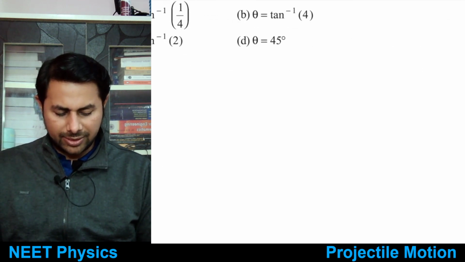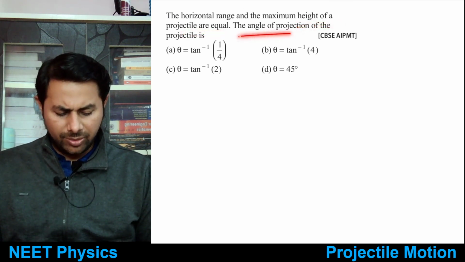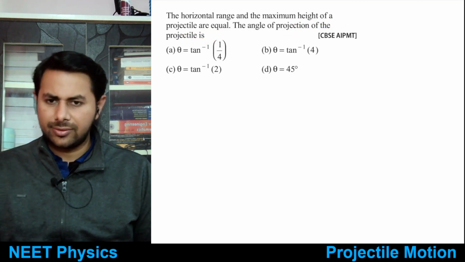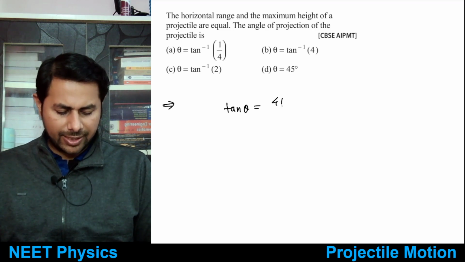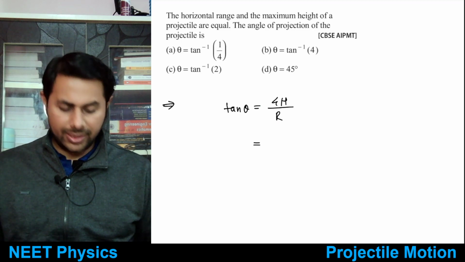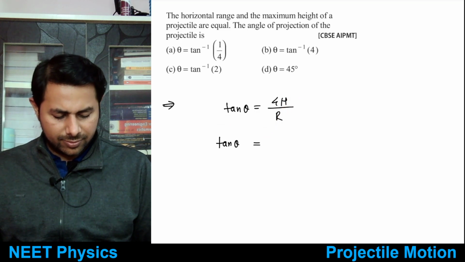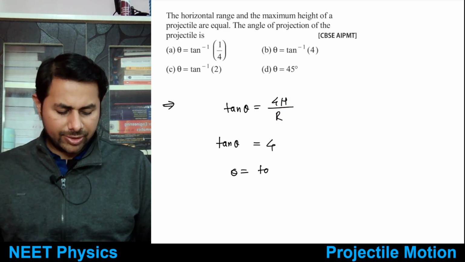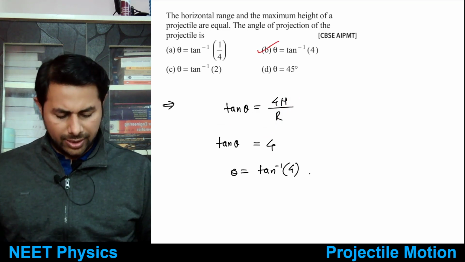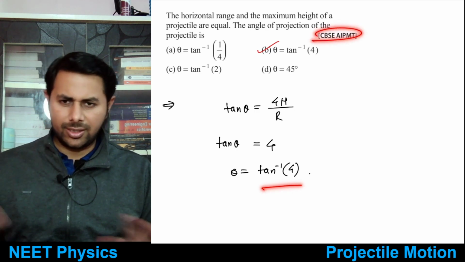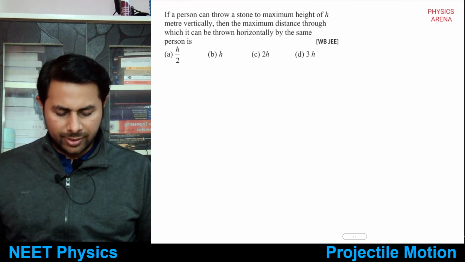The horizontal range and maximum height of a projectile are equal. The angle of projection of the projectile is. So we know tan theta is equal to what? 4h by r. R and h are equal, so you can just cancel them out. So tan theta is 4 and theta equals tan inverse of 4. Right? So again, a very simple question. This is also from NEET, earlier NEET, that was called AIPMT. Okay, let's see next one.